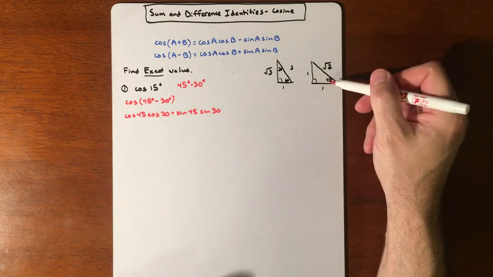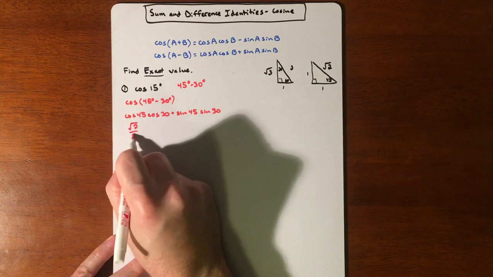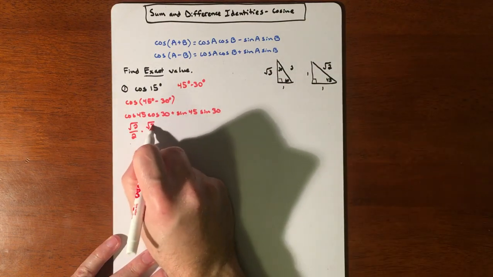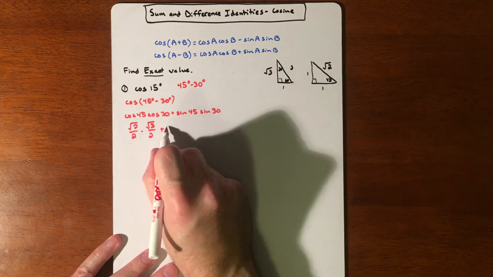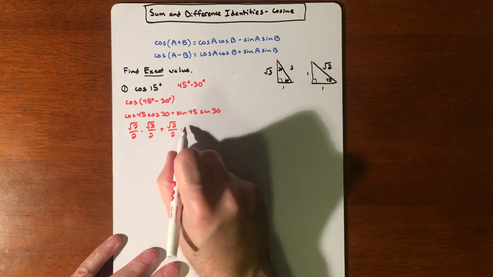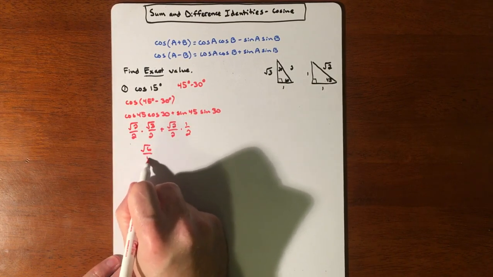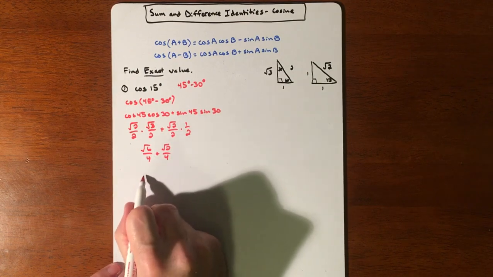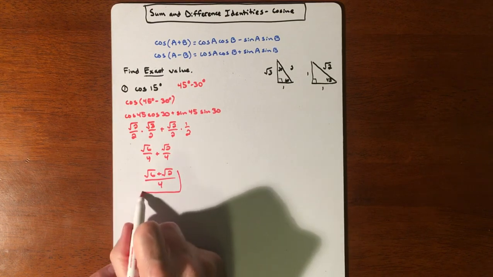So cosine is going to be adjacent over hypotenuse, which is 1 over root 2, which rationalizes into root 2 over 2. And then cosine of 30 is root 3 over 2. And then plus sine of 45 is opposite over hypotenuse, another 1 over root 2, which rationalizes to root 2 over 2. And then sine of 30 is 1 over 2. So if we put all the stuff together, we get ourselves a root 6 over 4 plus root 2 over 4. We have common denominators, so the best that we can do is rewrite it like that.